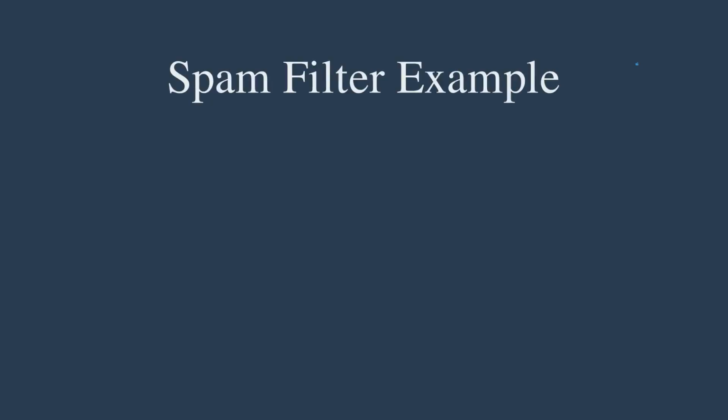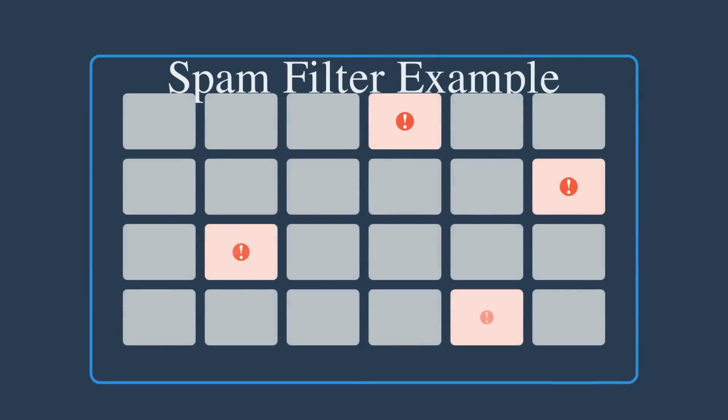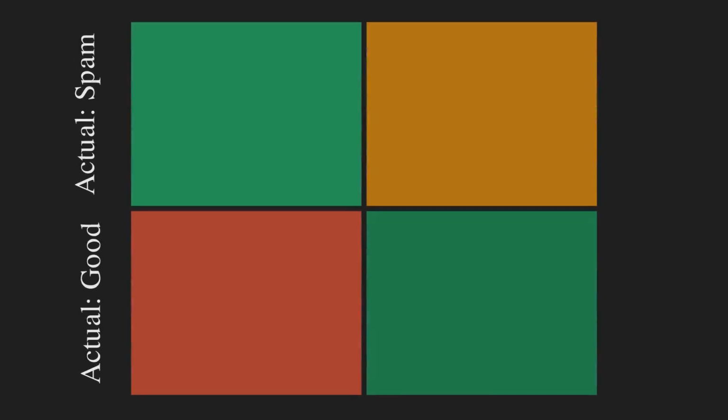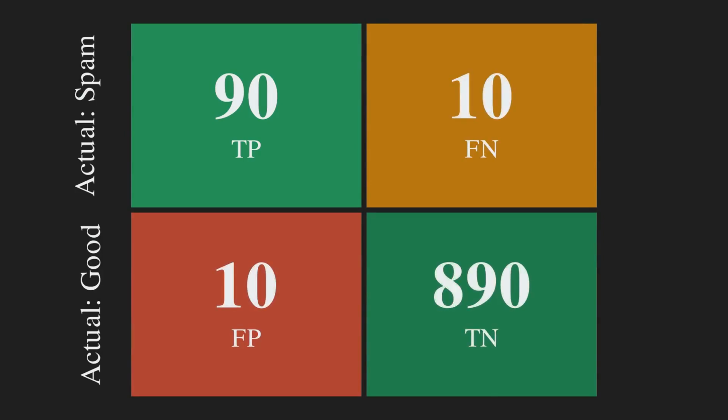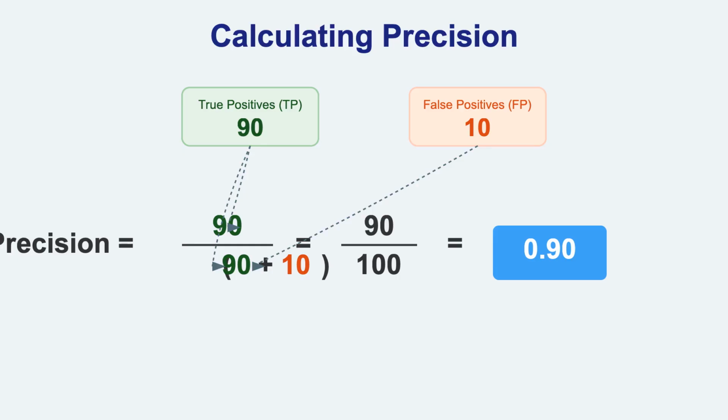Let us walk through a full calculation and imagine a spam filter that reviewed 1,000 emails. Our model correctly flagged 90 spam emails, incorrectly flagged 10 good emails, missed 10 spam emails, and correctly identified 890 good emails. First, we calculate precision, which is 90 divided by 100, giving us a score of 0.90.